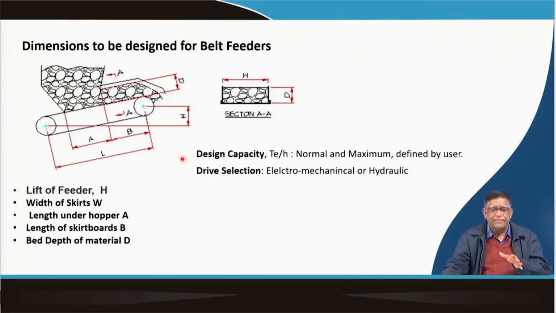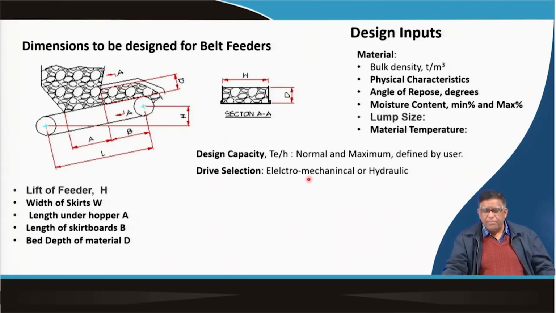So, you can see here in the design of a feeder, you will have to find out these dimensions: your total length, how much lift there is, what the width is from the front side, and what is exactly under the hopper, how much is in this portion and how much is in this portion. This makes the whole design, and ultimately you will have to find out your design capacity and your drive selection.